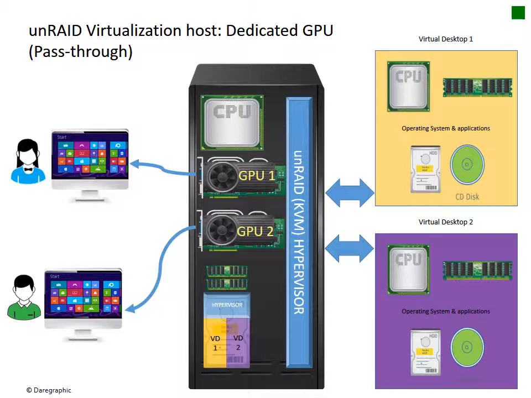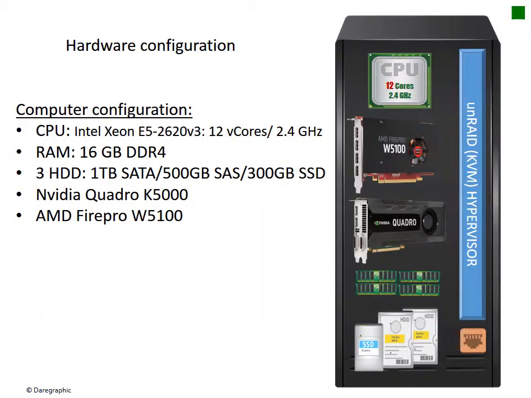Complex 3D applications like 3D CAD design can now run with full GPU power, while CPU, memory, and storage are shared. This is the computer configuration for the test: a single Intel Xeon E5-2620 with 12 hyperthreads at 2.4 GHz, 16 gigs of DDR4 memory, 3 hard disks, a 1 TB SATA, a 500 gig SAS, and a 300 gig SSD, an NVIDIA Quadro K5000 graphics card, and an AMD FirePro W5100.